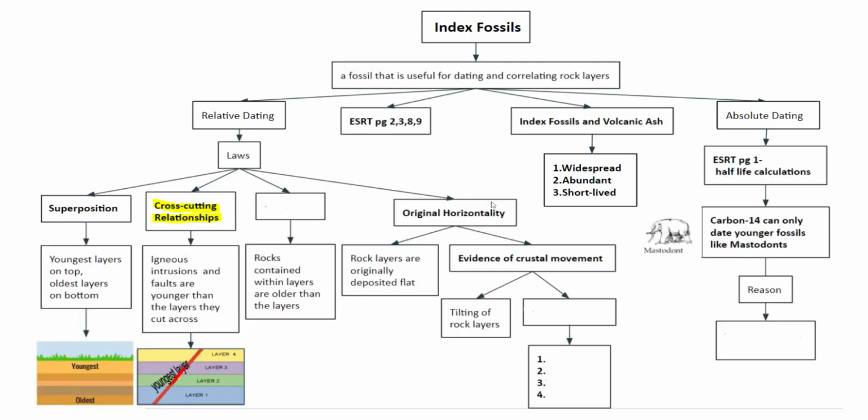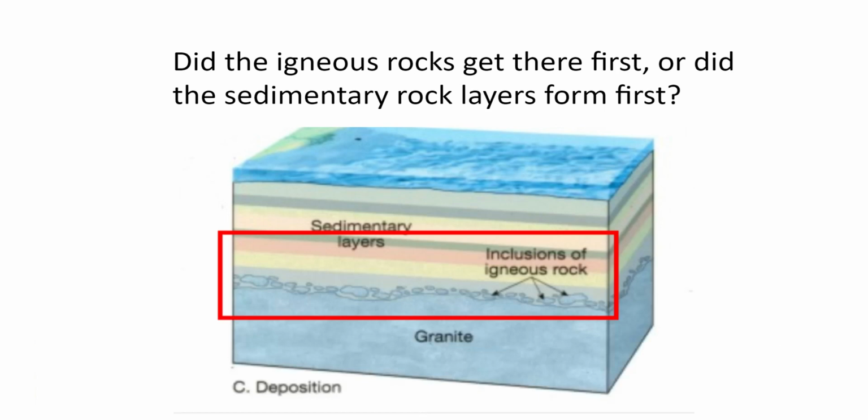So pause this video, write this down in your notes. This is our second law, cross-cutting relationships. Igneous intrusions and faults are younger than the layers they cut across. Okay, so let's see. Pause this video, talk to a friend. Did the igneous rocks get there first, right here? Or did the sedimentary rock layers form first?